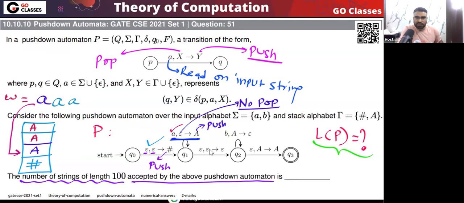Now after that, you can see we are jumping. This transition, what does this mean? This simply means jumping.